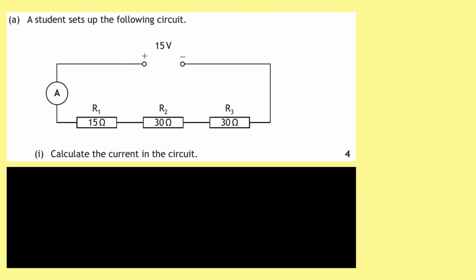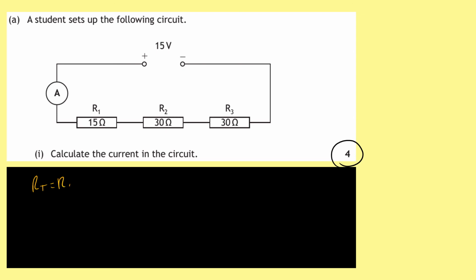Students set up the following circuit, calculate the current in the circuit. So we can see this question here is worth 4 marks. Now 4 marks immediately tells you there's 3 marks for the calculation and 1 bit of extra thinking. In this case, the extra bit of thinking is to find the total resistance.